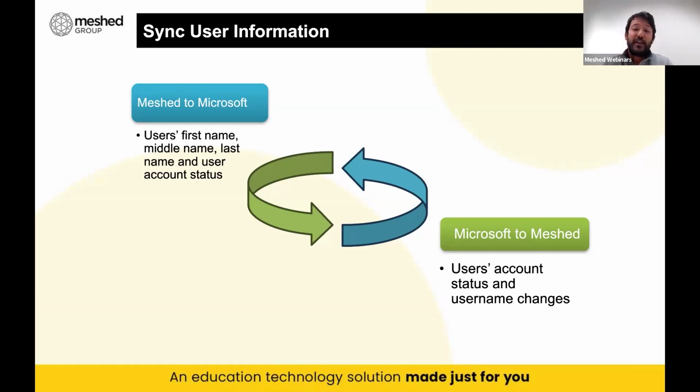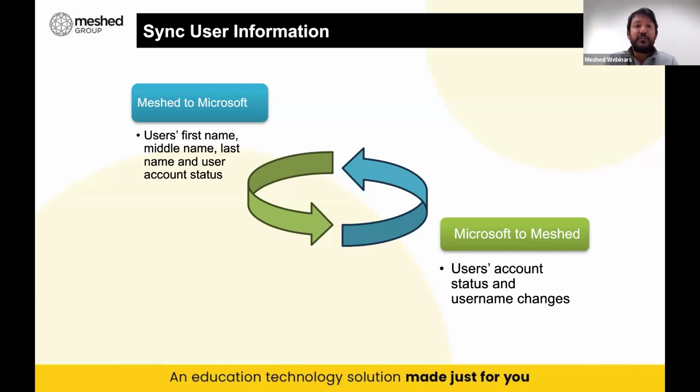The other way around, if any user's account status and username changes in Microsoft, that also reflects back into the Mesh system. But it doesn't mean that it will change the username in the Mesh system. It will give a notification that the username details or any other details between the Mesh user and the Microsoft user don't match. It will show a different icon which tells you that the details don't match.